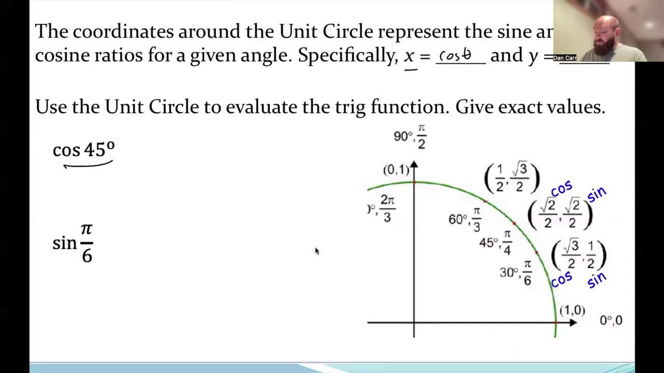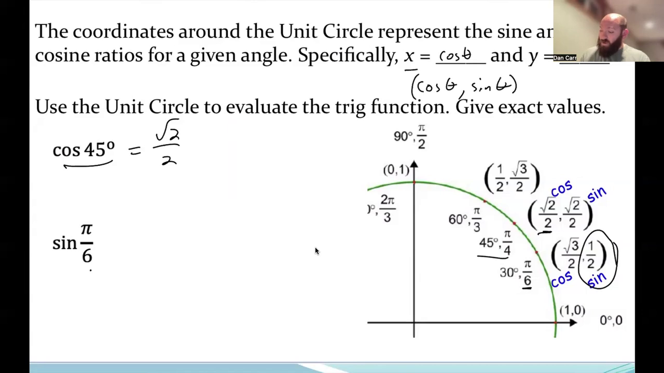So cosine of 45, here's 45 degrees. Cosine is the very first number in that x and y coordinate. So it's root 2 over 2. Now we want to do pi over 6. Pi over 6 is right here. Or we want to find sine. Sine is the second value. So it always goes cosine comma sine. So let me write that down too. Cosine comma sine theta. That's how the coordinates are on the unit circle. So for pi over 6, we're going to go right to sine. So that's going to be 1/2.